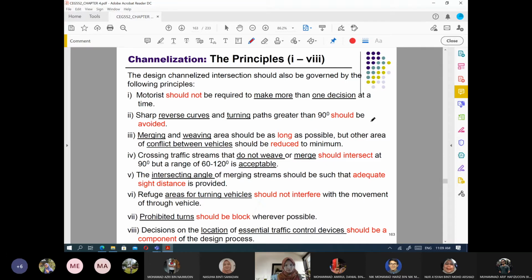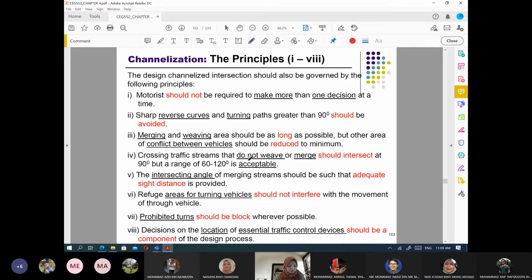Sharp reverse curve and turning path greater than 90 degrees should be avoided. So kalau turning point dia sangat tajam lah, kita kata dia punya turning movement tu, kita kena avoid. Right? Seboleh-bolehnya kita kena kurangkan less than 90. 90 is a very sharp one. Right? Merging and weaving area should be as long as possible. But other area of conflict between vehicles should be reduced to minimum.